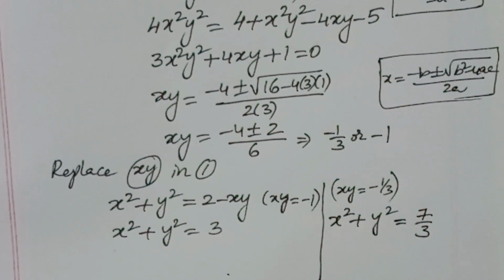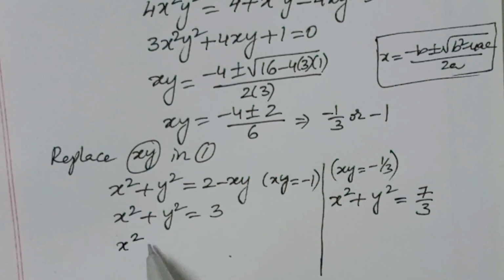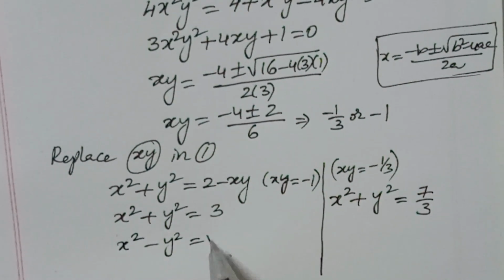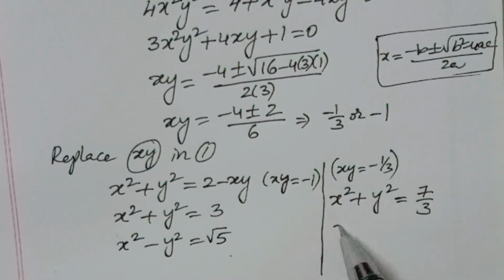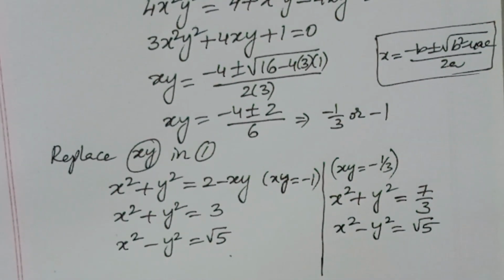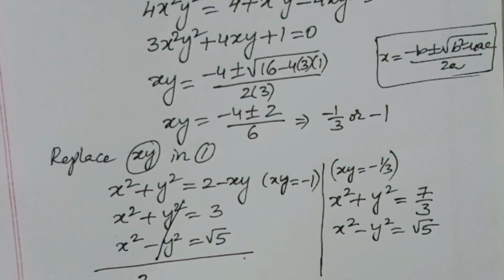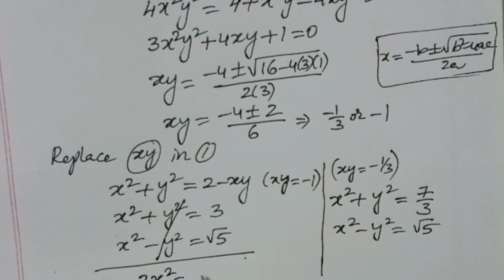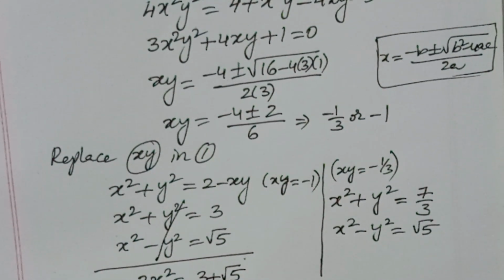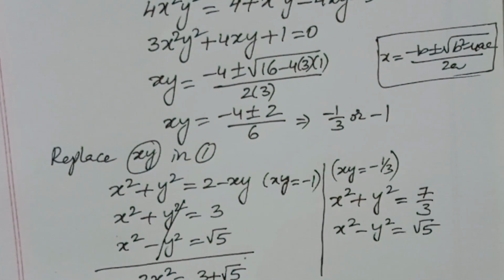7 by 3 we will get. Now, already we know x square minus y square is equal to root 5. So, from this you can get the x square value: 2x square is equal to 3 plus root 5. x square is equal to (3 plus root 5) by 2.